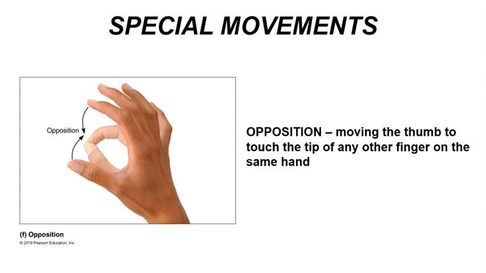The last of the special movements is a movement that occurs with the thumb at the joint between the trapezium, which is one of the carpal bones, and the first metacarpal. And this movement is called opposition. Opposition describes the movement of the thumb that brings the tip of the thumb in contact with the tip of any of the other fingers on the same hand. This movement is particularly important because it gives us the ability to grasp objects as well as use tools.